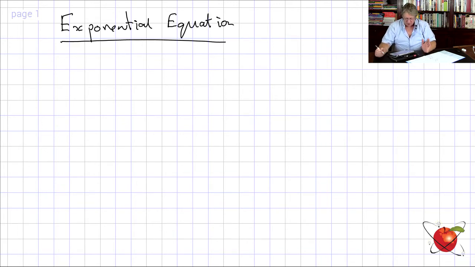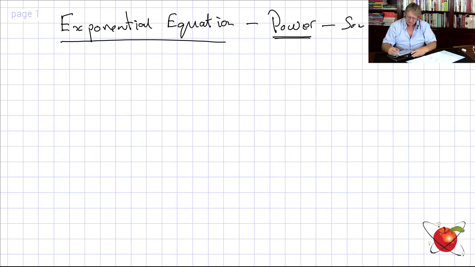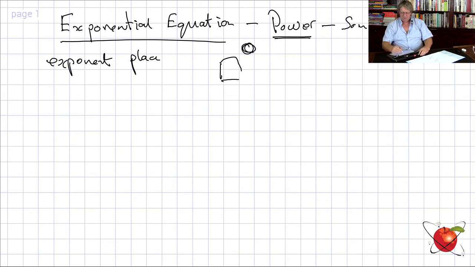We're going to find out what x is in an exponential equation. Now, let's just make sure that we're on the same page. Exponential equation. Okay? An exponential equation means that it has got something, a power. The power could be x or the power could be a number. But an exponential equation has something in the exponent place, which means over there. There's something up there.